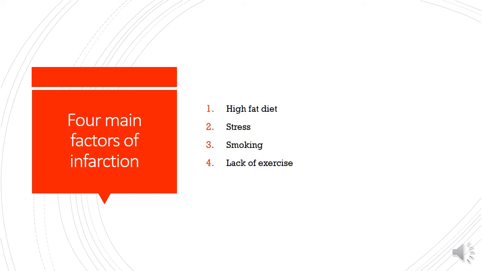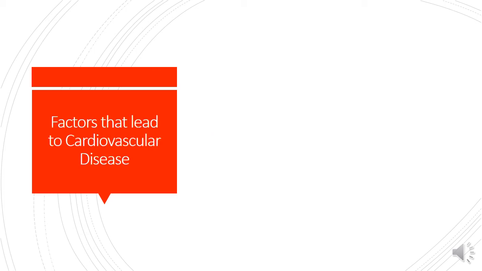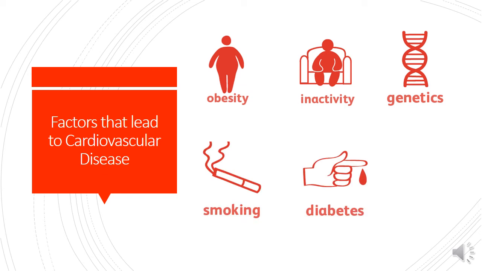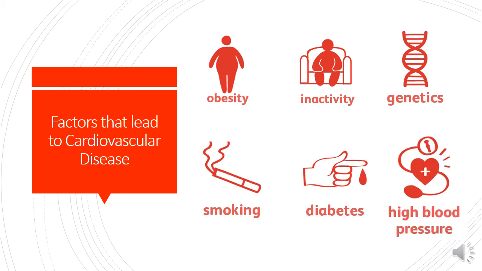So 4 main factors contributing to the formation of an infarct or to the incident of an infarct are high fat diet. So if you have a diet high in fats, meaning things such as fast foods, eating a lot of oils and ghee, stress, smoking, and lack of exercise. Factors that lead to cardiovascular disease include obesity, which means being overweight, inactivity, such as having a sedentary lifestyle, genetics, which means inheriting different genes from your parents that might be carrying factors for the formation of cardiovascular disease, smoking, diabetes, and having high blood pressure.